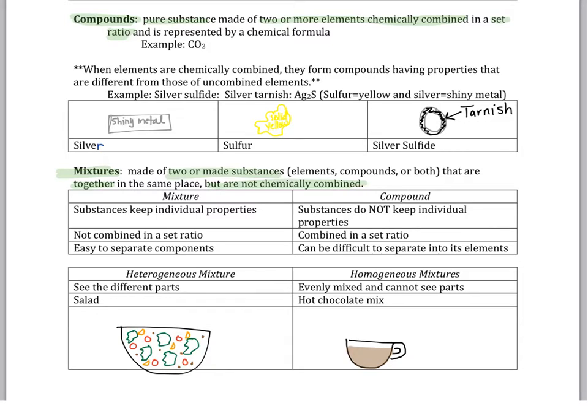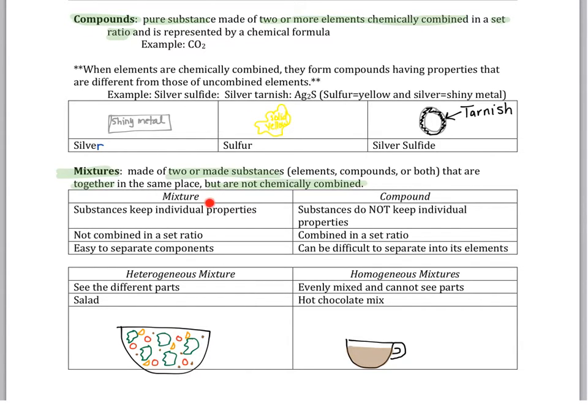A mixture is also made of more than one thing, but it's made of two or more substances. That means it could be elements, compounds, or even a combination of both that are together in the same place but are not chemically combined. And this is the difference.